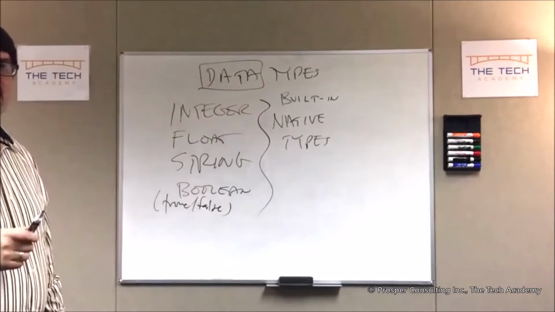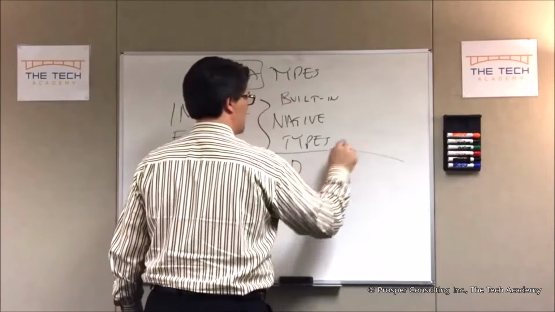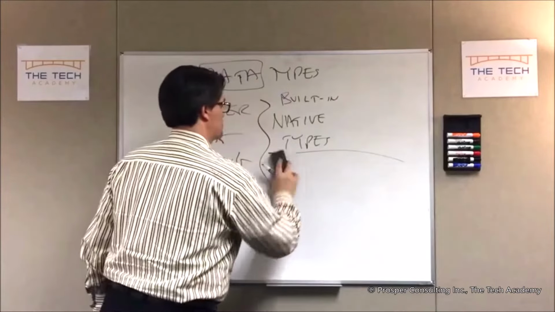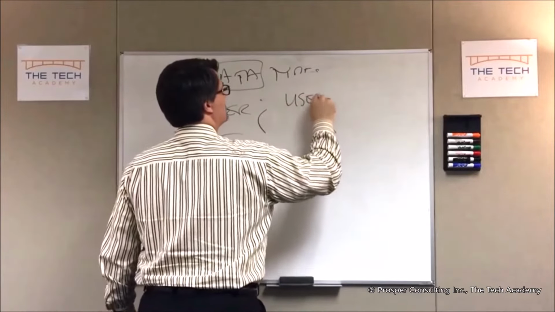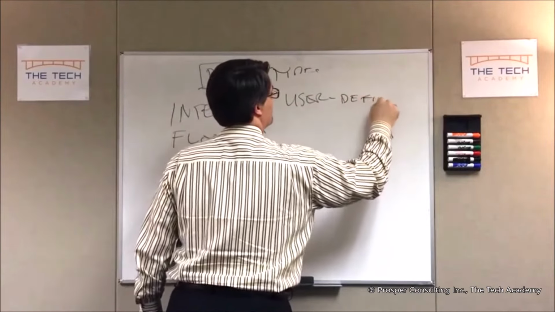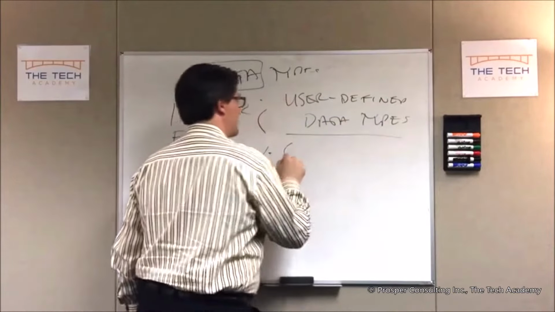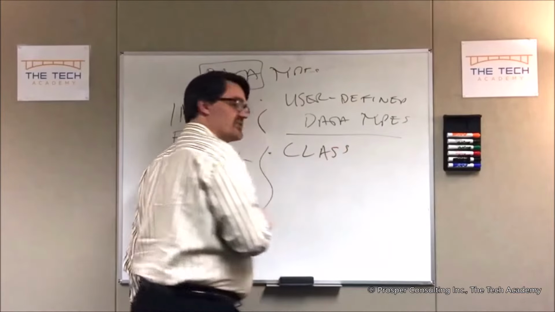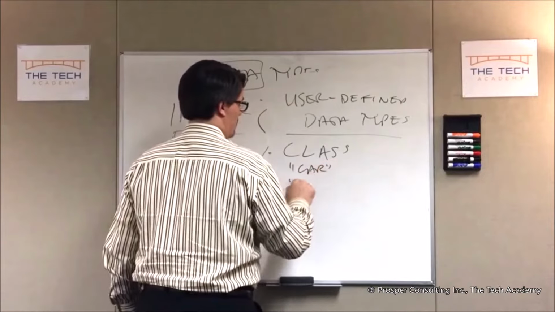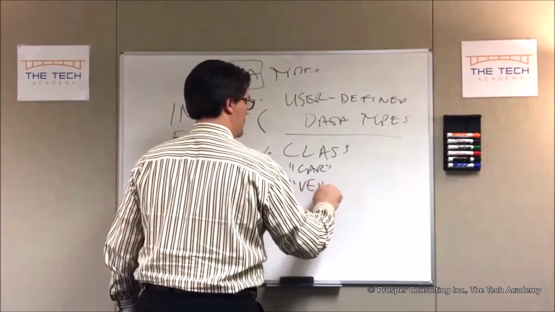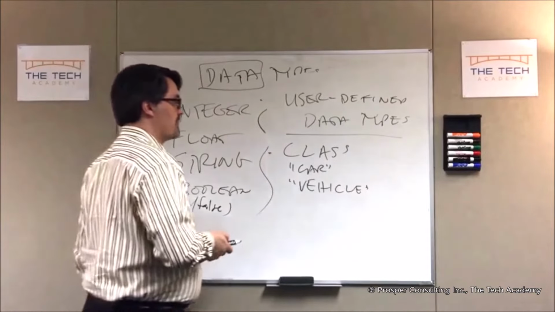But you can make your own types of data. We do it all the time. We talked about dictionaries. Well, let's jump a little bit. You have user-defined data types. Well, guess what? A class is a user-defined data type. We talked about a class called a car class, or we went a little bit higher level and called it a vehicle class. This is a user-defined data type.